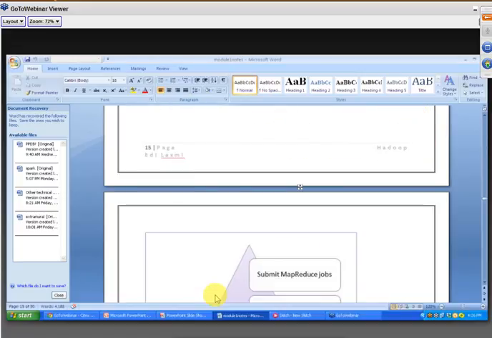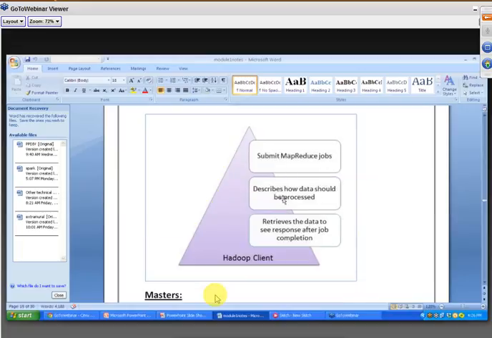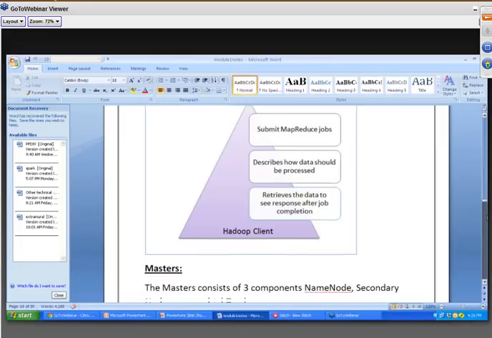So we have a client. The client submits MapReduce jobs, describing how data should be processed. What is your analysis? What is your requirement? I want to know how many students have been placed in the year 2014, and in which companies they have been placed in the college. Ultimately the client retrieves the results. What does it retrieve? The students who have been placed, and in what companies. That is the analysis, right?